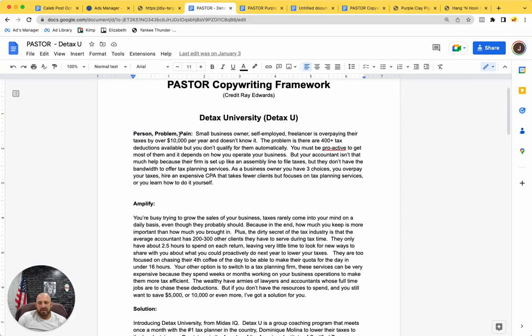Okay, so what we did is, the person problem pain is the small business owner is overpaying their taxes by over $10,000 a year and doesn't know it. The problem is there are 400 tax deductions available, but you don't qualify for them automatically. You got to be proactive to get most of them. But your accountant isn't much help because their firm is set up like an assembly line to file taxes, and they don't have time or bandwidth to help you.